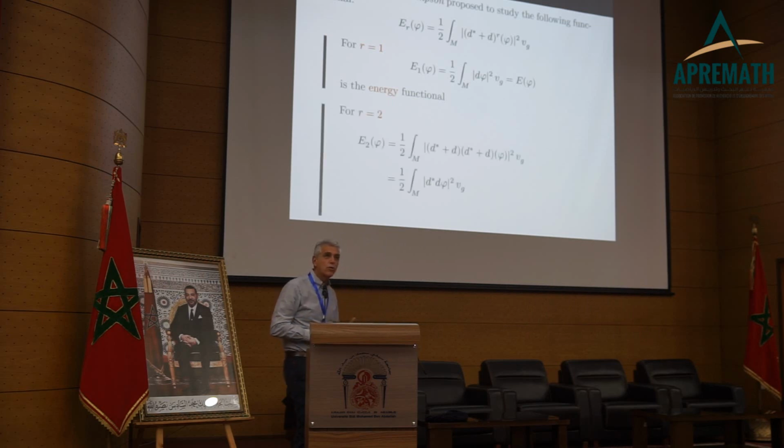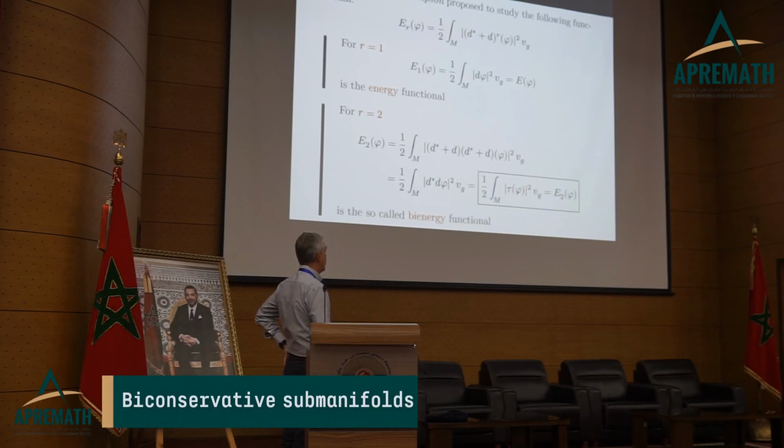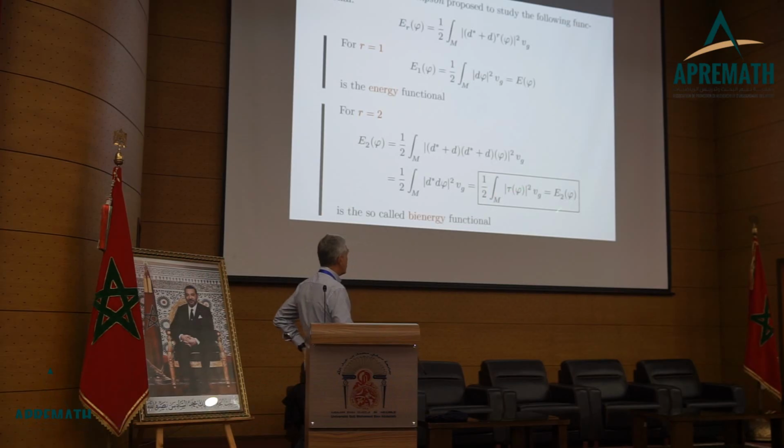But when r is equal to 2, you get a new functional, and if you do the computation for r equal to 2, you arrive at this. Now, you just have to remember, in my first slide, minus d star d phi was the tension field. So really, this is the norm of the tension field. So the functional you get is this one, which is now called the bienergy, and we just call it E2.